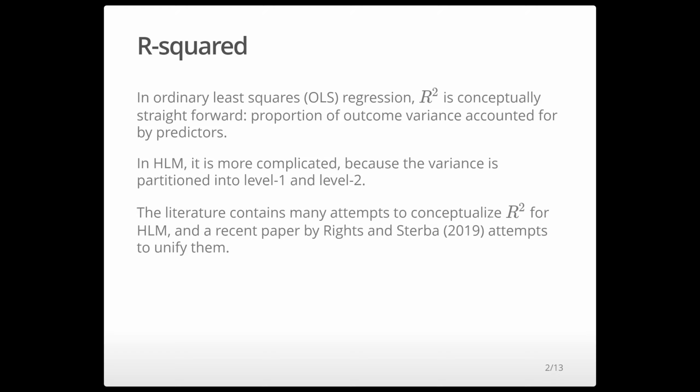This paper by Rights and Sterba, which you talked about, was a really nice attempt to unify a lot of these ideas and develop a framework for us to think about R squared in HLM that can give us a common language about it. And it's not the most straightforward paper in the world, but it is a big step forward in terms of hopefully getting everyone on the same page in terms of how they think about R squared in HLM.